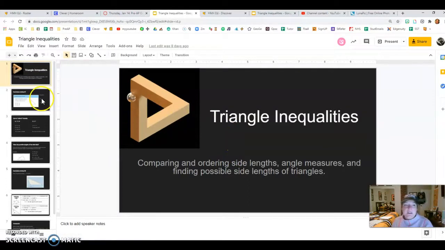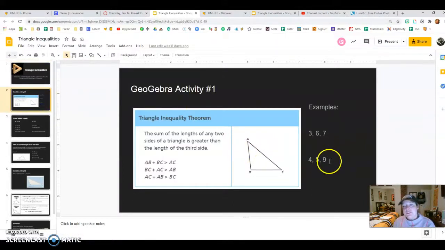If I go to slide number two, this was the GeoGebra activity that you guys did yesterday. And so basically you were plugging in these numbers and using little sliders and seeing if it built a triangle. So here's what the triangle inequality theorem actually says, okay, and the actual math that goes with it. But it says that if you add any two sides together, it's going to be bigger than the third side, okay? It has to be in order to be a triangle.